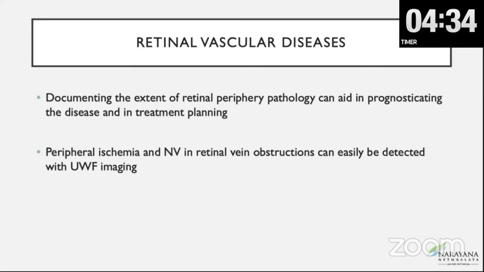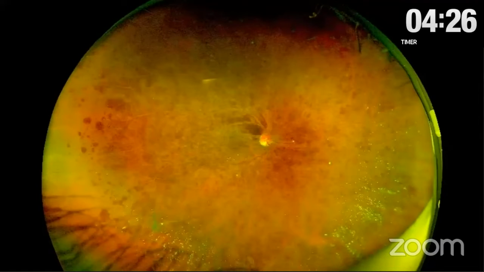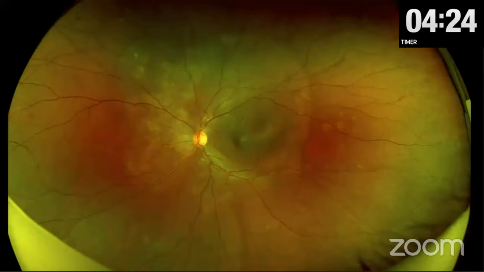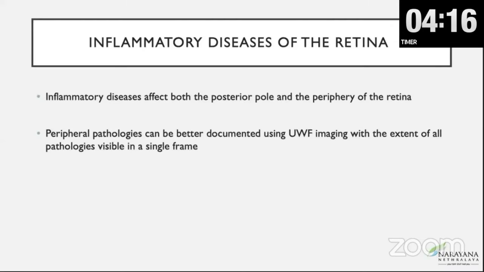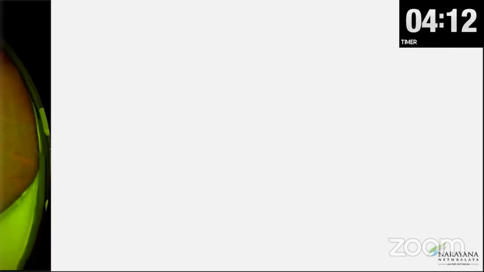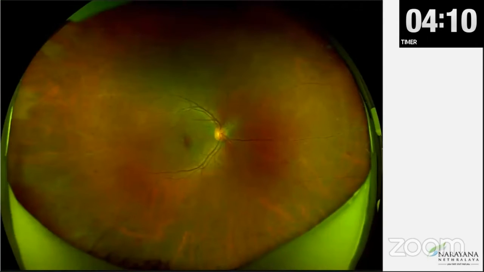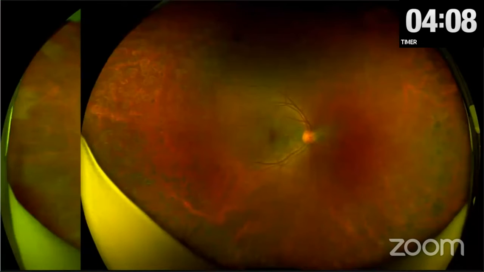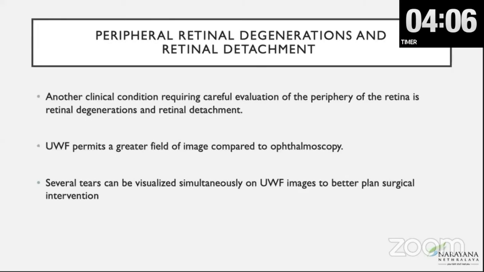Other vascular diseases can also be very well imaged. Peripheral ischemia and neovascularization, you can use ultra wide field angiography to detect. These are some other images that show the severe extent. This is a patient with hypertensive choroidopathy, a malignant hypertension patient whom we could image very well. Inflammatory diseases also, when it's beyond the posterior pole, we do get a lot of visibility here. You can see this is pre and post laser, how the disease resolution occurs.